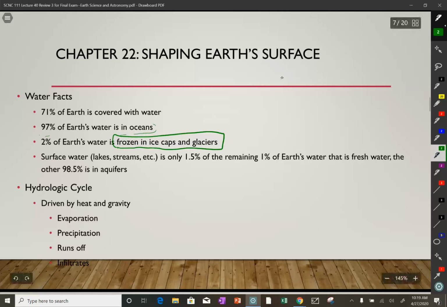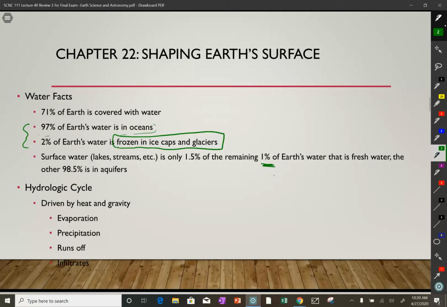And so surface water, lakes, streams, etc., is only 1.5% of the remaining. And of course, my math here doesn't work out. Actually, it does. 97 plus 2 is 99. 1% remains, and only 1.5% is above ground. The other 98.5% of this 1% is below ground. So surface water is water above the surface of the earth. Groundwater is water in the ground.